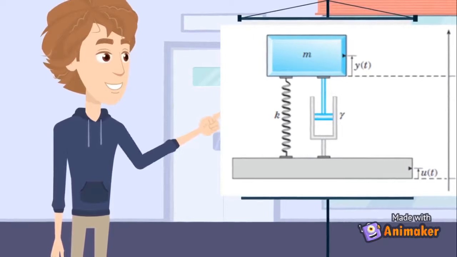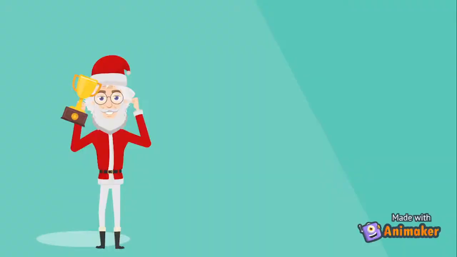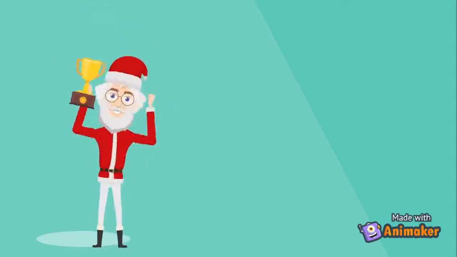A simple design model of a vibration insulation system is shown by the figure, where y(t) is the displacement of the platform from its equilibrium position relative to a fixed frame of reference. u(t) is the displacement of the plant floor from its equilibrium position, m is the mass of the platform and the equipment, k is the spring constant, and gamma is the damping coefficient of viscous damping. We are going to answer problem number 3.